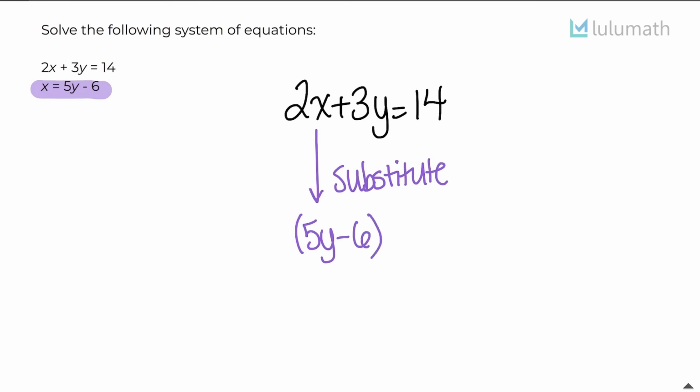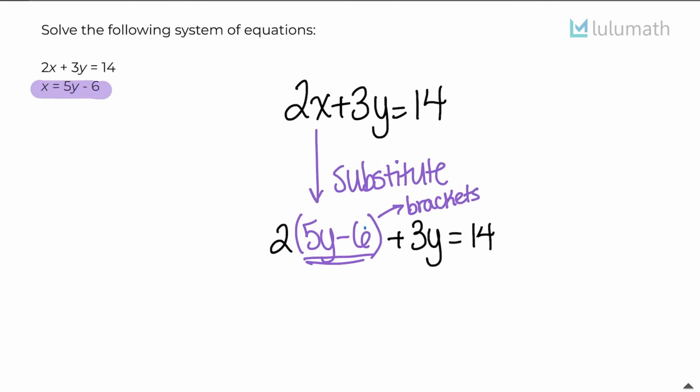Now you have to remember to put this whole thing in brackets or in parentheses, because if you do not, then you're not replacing x with the entire thing that x is worth right here. So what I'm going to do is I'm going to copy everything else down. So instead of 2 times x, I'm going to do 2 times 5y minus 6. Again, don't forget your brackets, plus 3y equals 14. Okay, now I'm going to solve this like a normal equation.